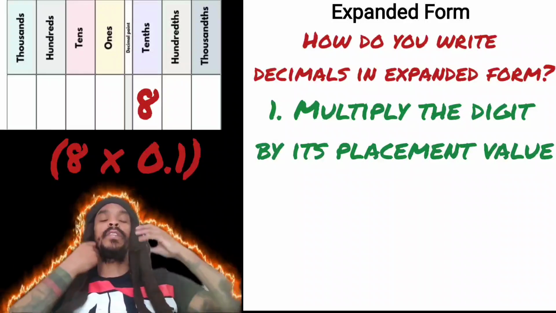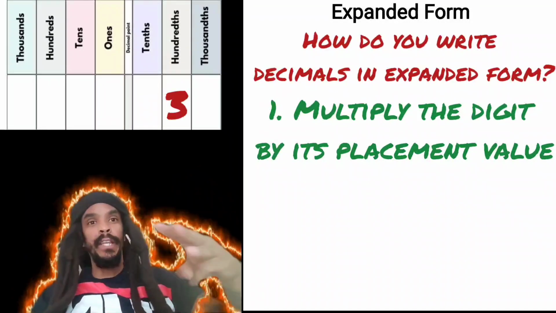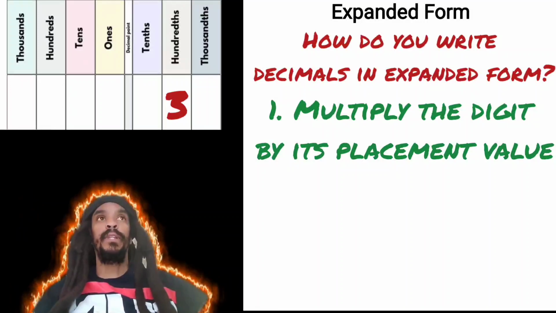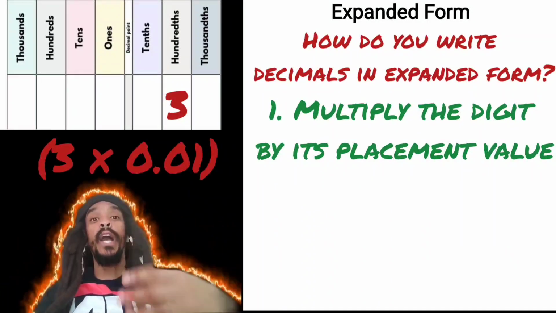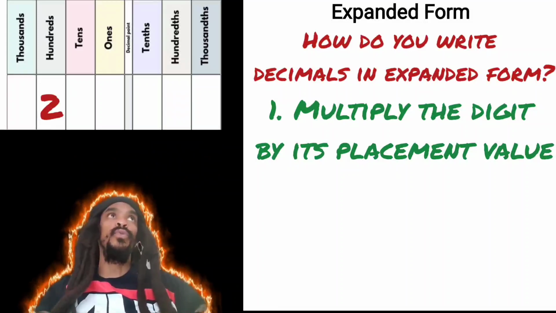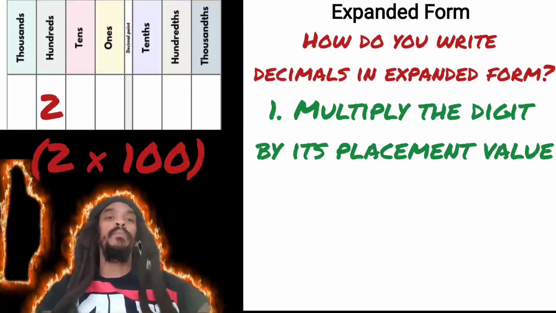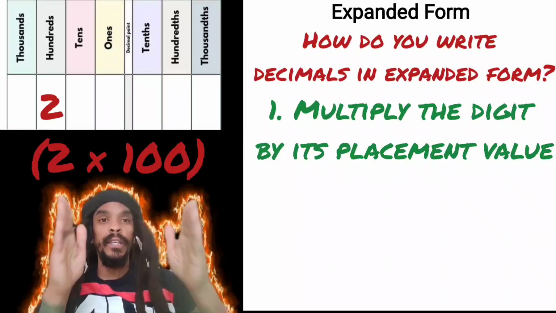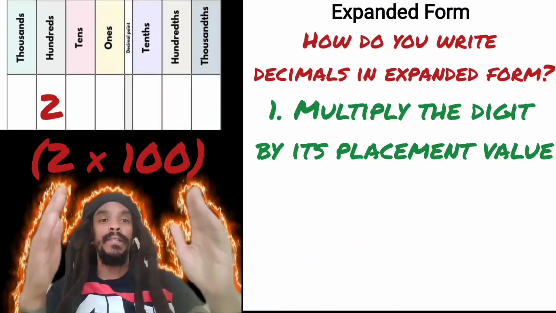So I say all that to say this: when you're writing numbers in expanded form, that 3 that's in the hundredths place will be 3 times 1/100th. That 2 that is in the hundreds place is 2 times 100. So basically, you're taking whatever digit and multiplying it by its placement value.